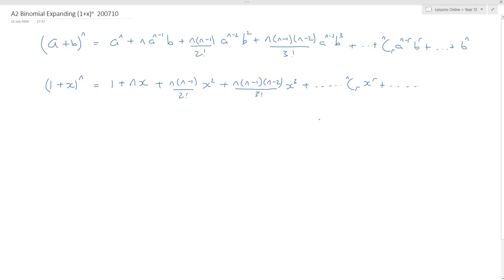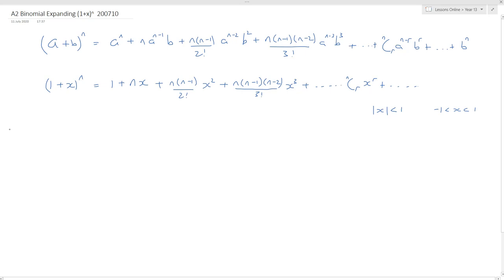Now this is valid for the modulus of x, which means the positive value of x, less than 1. Which means we're looking at a range of values from minus 1 to plus 1.